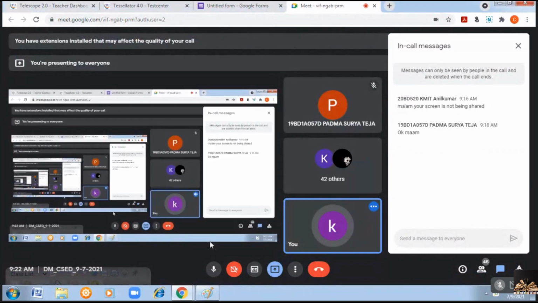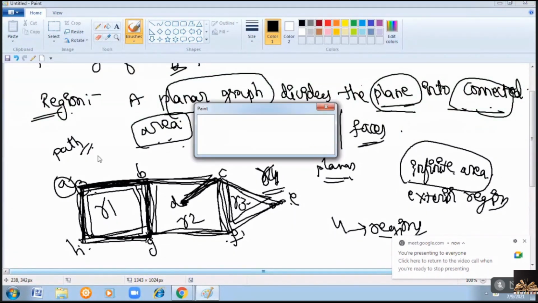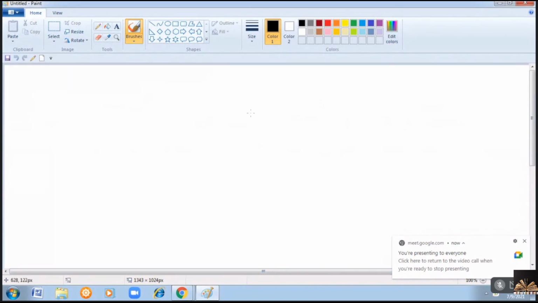Now we'll see what is the degree of a region. You know what is the degree of a vertex, right? The degree of a vertex is the number of edges incident with it. What is the degree of vertex A? It is 1 and 2. The number of edges incident with this vertex is the degree of a vertex. Now coming to the degree of a region, sorry.